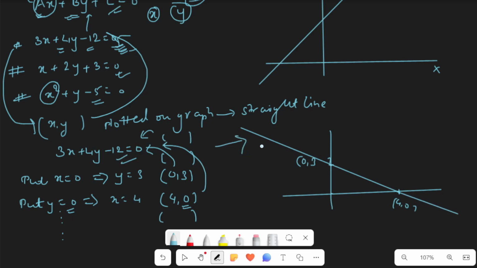This is a straight line. That means any point that lies on this line satisfies this equation. That is, we have a specific xy value for this point, another for this point, another for this point. These pairs will all satisfy this equation. That is the main idea of an equation. Now we'll see different standard forms of the equation.